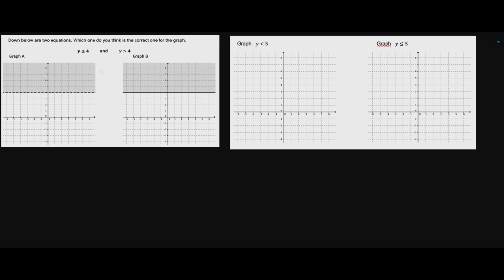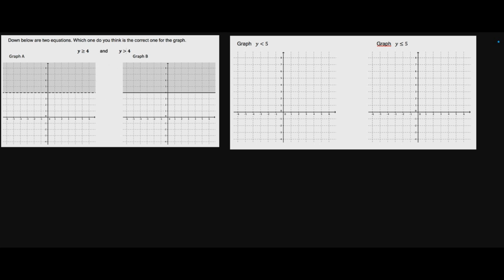Welcome. In this video, here are two problems that we went over on the last video to close it off, but what the heck? Let's just go over it one more time as we begin with our inequalities. So let's start with the left. Now it says which one do you think is the correct one for the graph, and pretty much the idea is to try to show you graphically how this looks like.